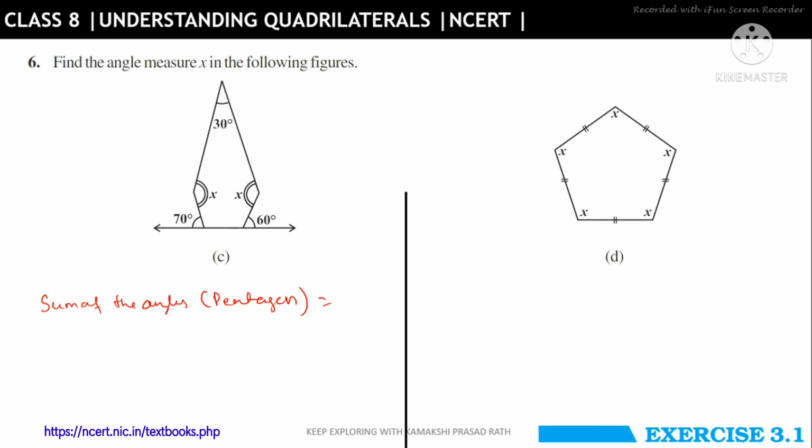We know a pentagon has 5 sides. So 5 minus 2 multiplied by 180. The same concept we have used: number of sides n minus 2 into 180. So here 5 minus 2 into 180. So 3 times 180 becomes 540 degrees. So in a pentagon we have the sum of the angles as 540 degrees.